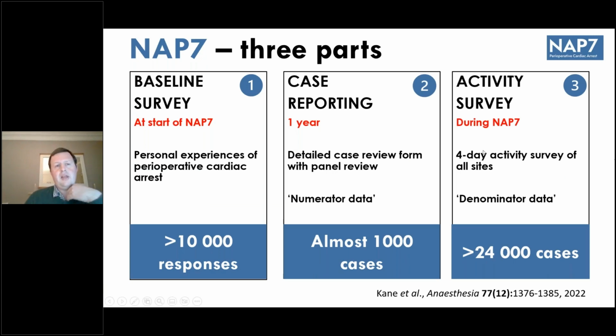People will be familiar with this, so I won't spend too much time. There's a baseline survey within the project where we ask people's personal experiences of perioperative cardiac arrest, and over 10,000 of you responded, and we're extremely appreciative of that. There's the case reporting registry, where for a period of 1 year between June 2021 and June 2022, all cases of perioperative cardiac arrest were reported. We had almost 1,000 cases in the data for that, and that provides the numerator data, that's the 1 in X. The third part of the project is the activity survey, which a lot of you will have participated in at the back end of 2021, in November.